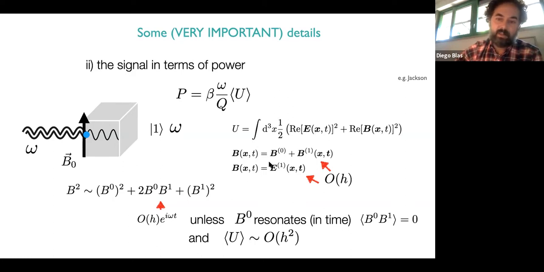And what you realize is that because there is a background field, the energy in the B part will have a constant part, B0, and B1, which oscillates. It's order h, but it oscillates. When you take the average as a function of time, if B0 is not time dependent, the cross term just vanishes, and the only signal is going to come from h squared. If you manage to make B0 oscillate, by loading the cavity for instance, then maybe you may be sensitive to a resonance here. Otherwise this is an order h squared signal, because of the way you read out the cavity.